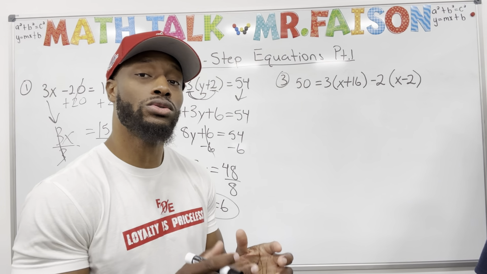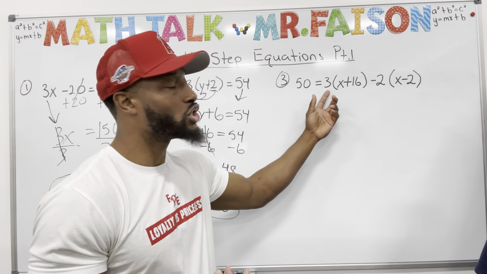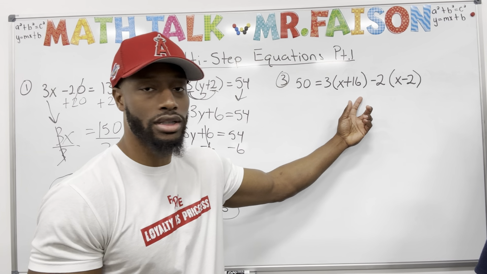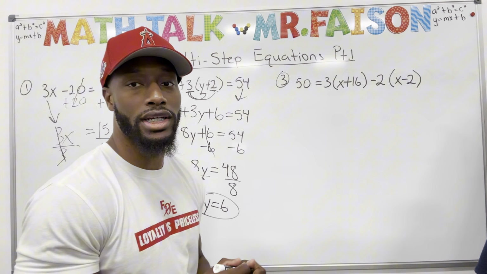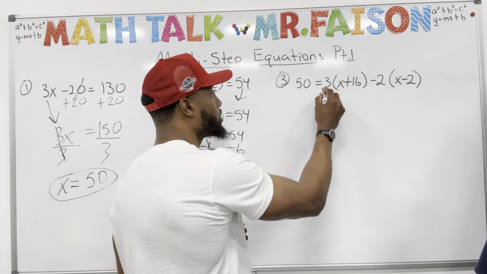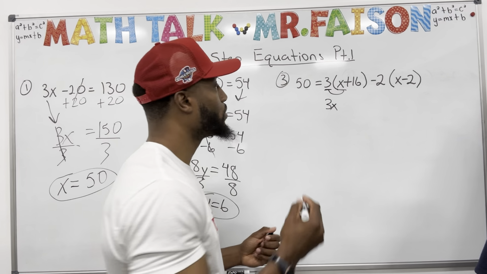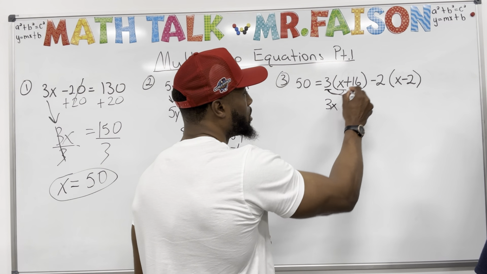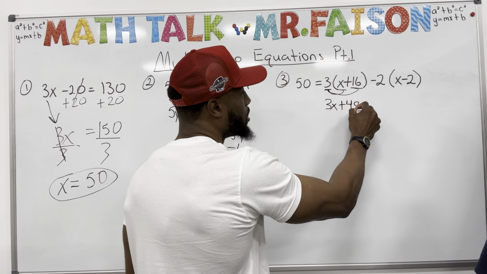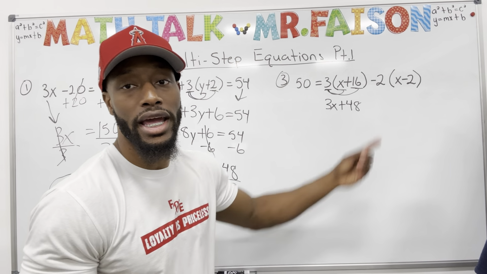We can't combine those. So the first thing I have to do is take this 3 and distribute it into the parentheses, meaning I have to multiply this 3 by everything inside the parentheses. 3 times x, 3x. 3 times 16, 48. So next I look at x minus 2.